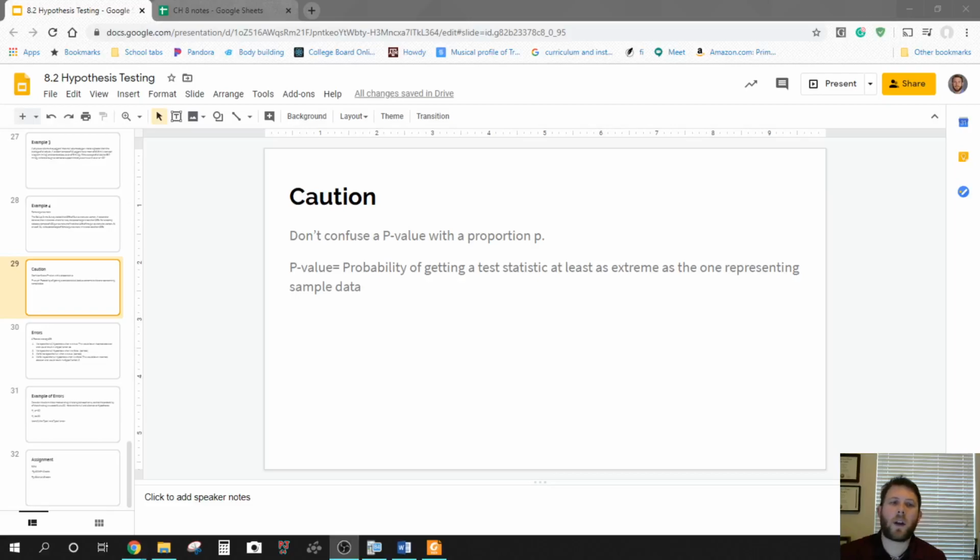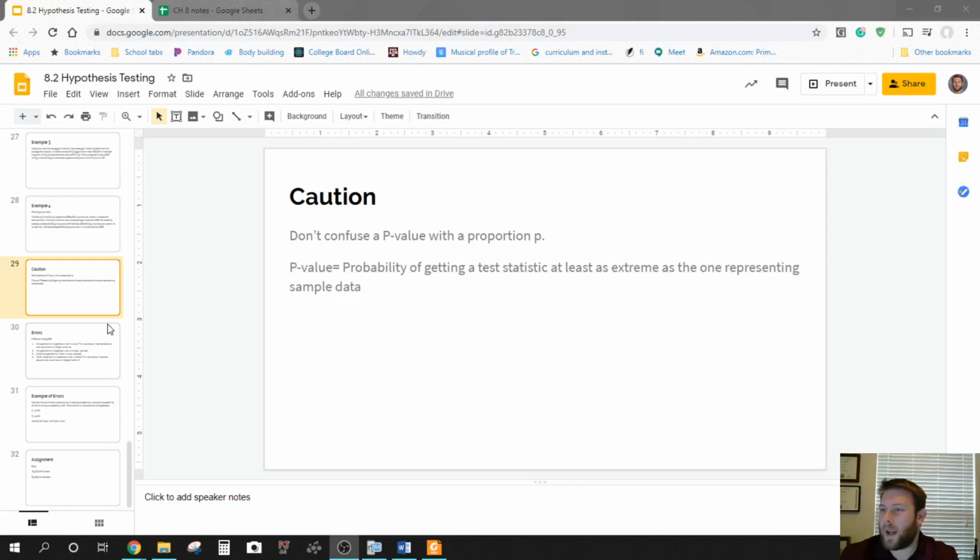Okay, so one of the common mistakes I see is that students often will confuse p-value for proportion when they're looking at their calculators. Don't confuse them, please. One's the probability of finding whatever you're looking for, and p-value is the probability of getting a test statistic. So while they both stand for probabilities, they both represent two very different things.